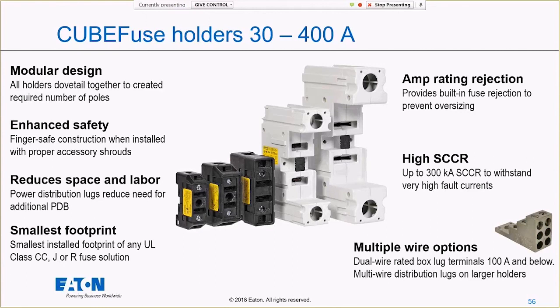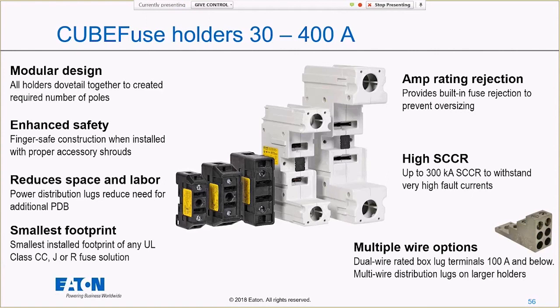The 225 amp and 400 amp version of these, so this actually goes up to 400 amps in the holder. They have a lockout capability as well. So if you need to be able to lock them out, the 225 and the 400 amp have that capability. They're also tiny, as you can see here. The 30, the 60, the 100 amp, right? That holder is the same size as the fuse, so you're not adding any space around it.